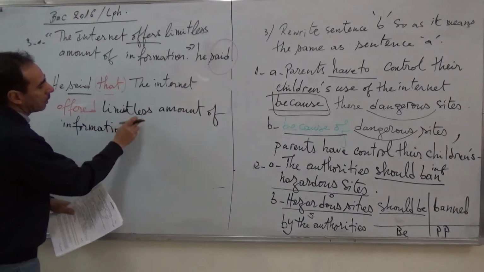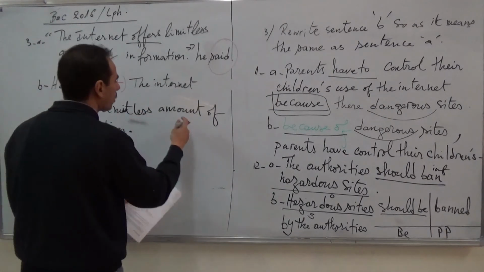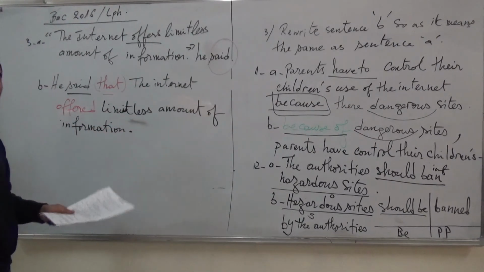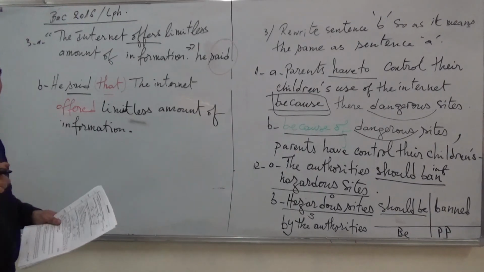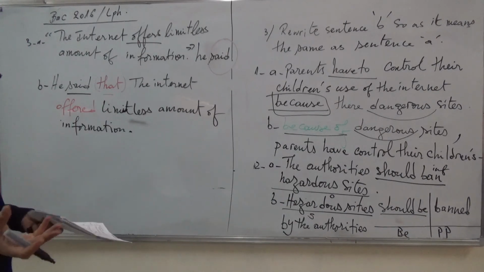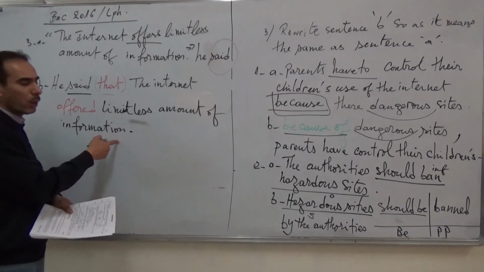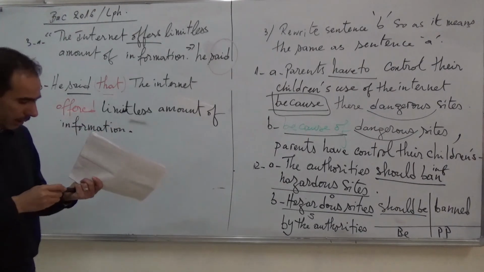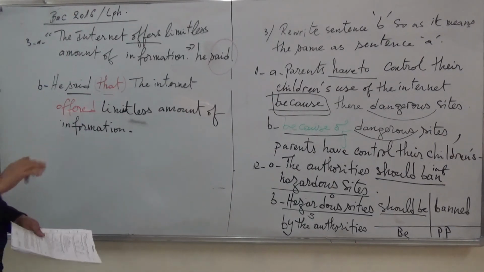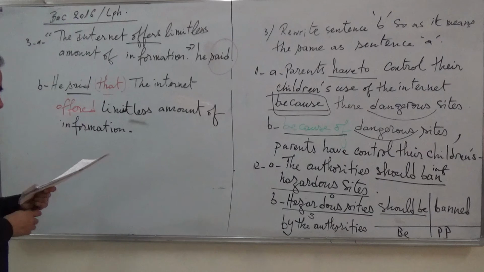And some of you are going to ask why we have a limitless amount, meaning quantity, of information, and we don't add s to information. We say information is an uncountable noun, so it doesn't take s, whether it is in the plural or in the singular. It is always written the same way. It doesn't take an s when it is used in the plural. So we keep it as it is. Information stays the same whether it is singular or plural.